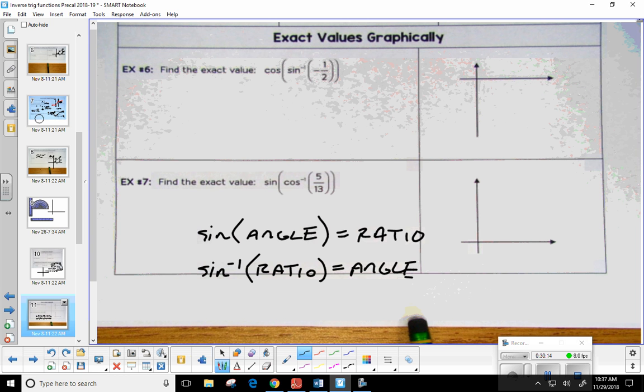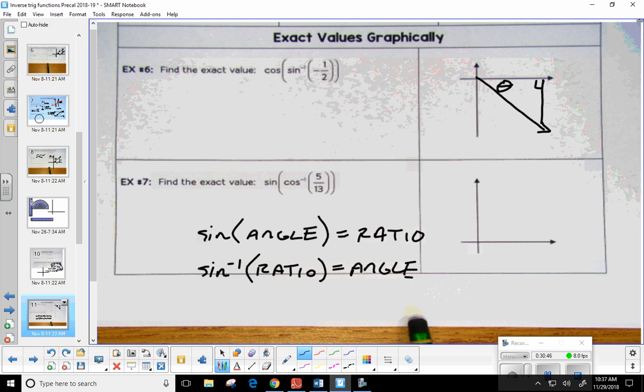Well, we always start from the inside function, and we're going to work out. So forget about this cosine right here. Imagine it's just like the problems we've been looking at this week. Sine inverse of negative 1/2. Okay, first, what quadrant would that be in? 1 or 4. 4, why? Because it's negative. So I'm going to go ahead and draw my terminal side, create a right triangle. So this is what I'm looking for.